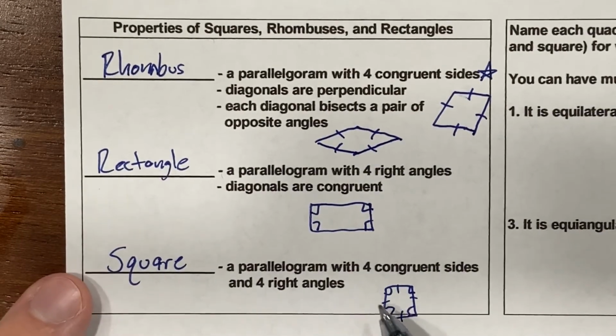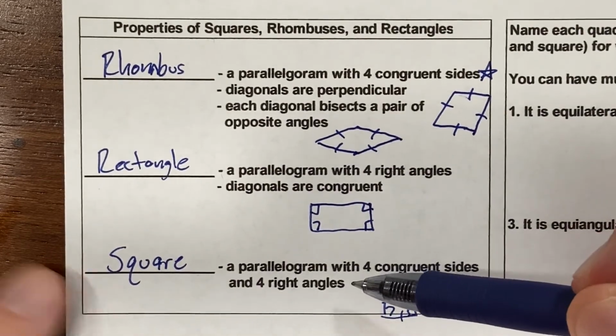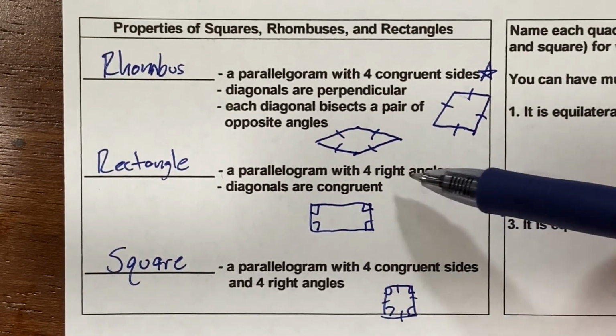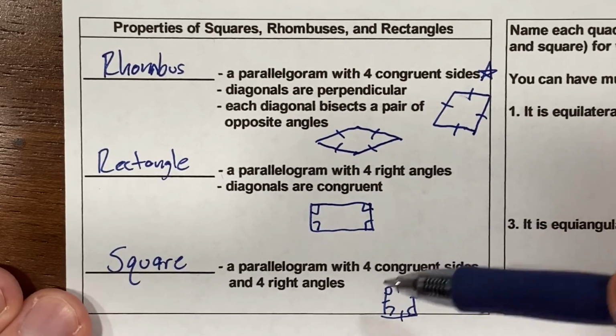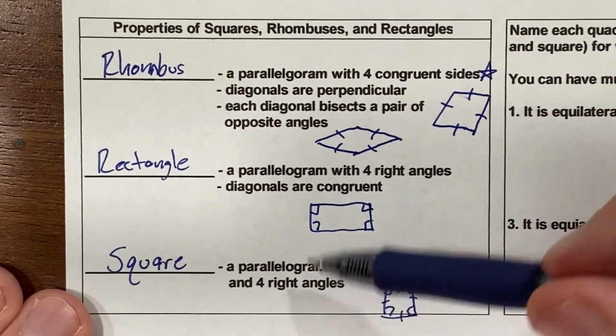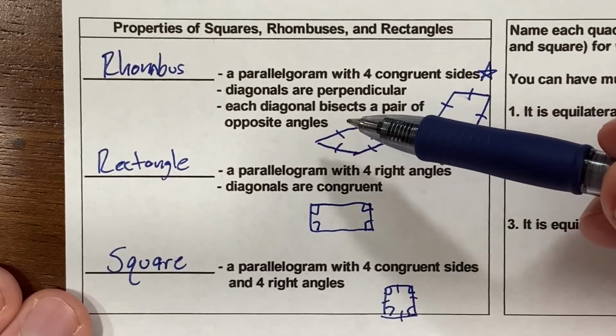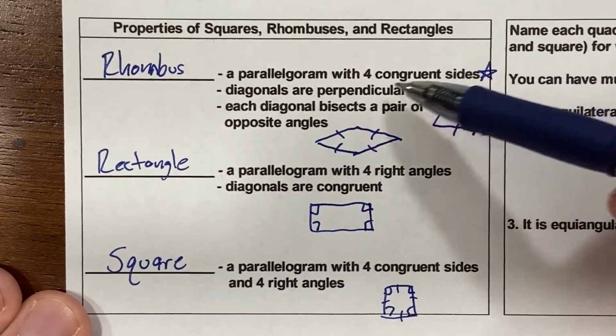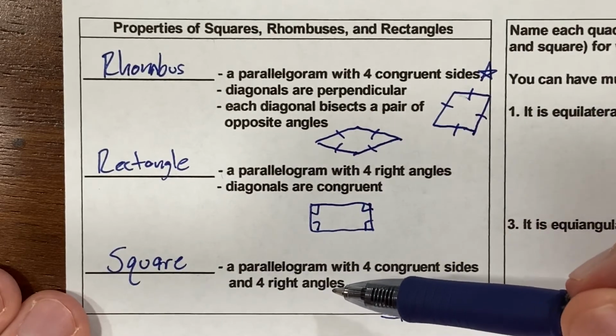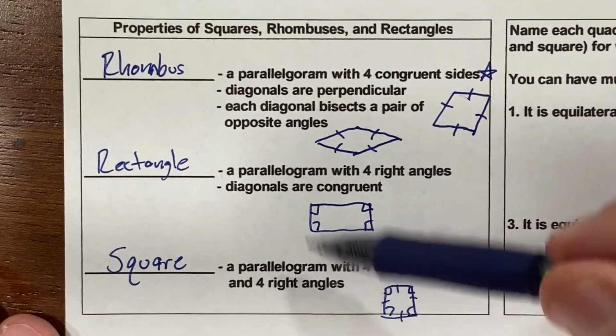So the questions are normally like, is a square a rectangle? Well, what makes something a rectangle? It's got 4 right angles. Does a square have 4 right angles? Yes. So a square would be a rectangle. Is a square a rhombus? Well, a rhombus has 4 congruent sides. Does a square have 4 congruent sides? Yeah. So a square is a rhombus.